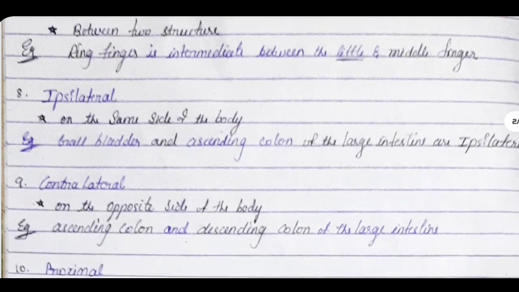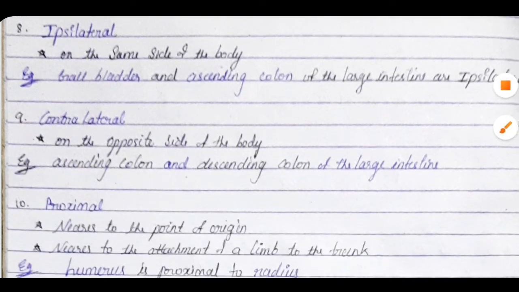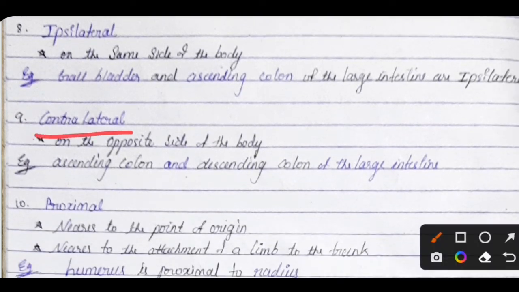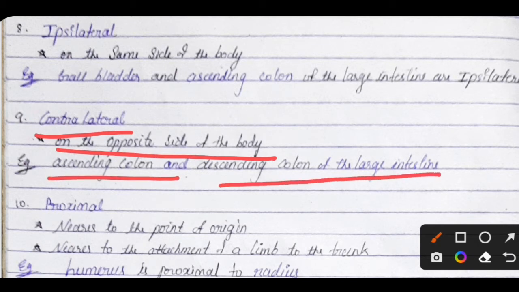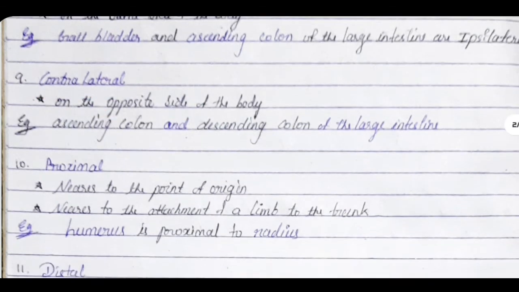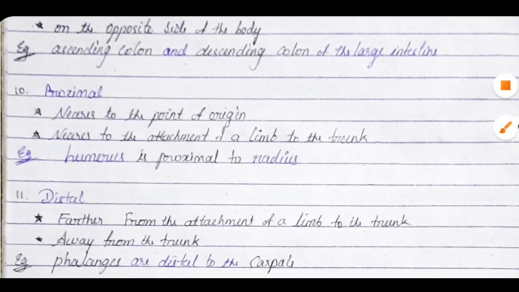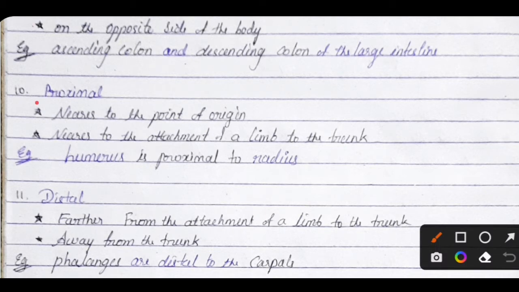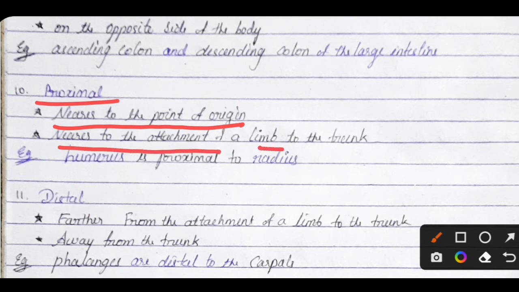Next comes ninth one is contralateral, which means on the opposite side of the body. For example, ascending colon and descending colon of the large intestine. Next one, tenth one is proximal, which means near to the point of origin or near to the attachment of a limb to the trunk. For example, humerus is proximal to the radius.